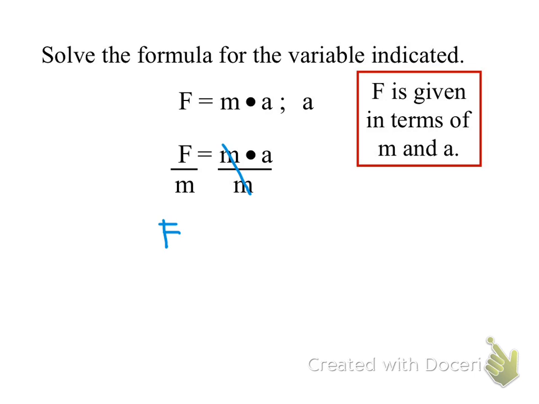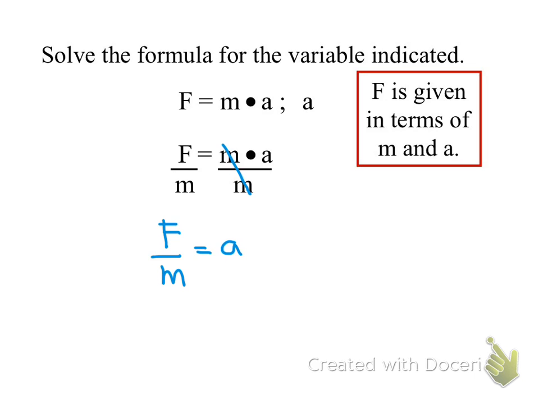What do I write down? What's left that hasn't been crossed out? The M lower. F over M. F divided by M equals A. Do you understand?